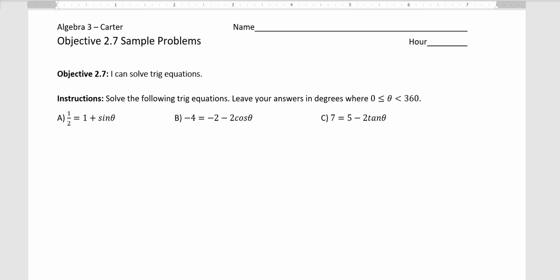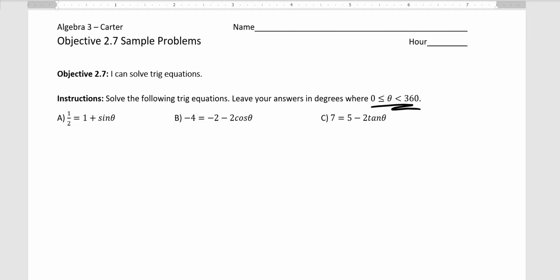Hello and welcome to our Objective 2.7 sample problems where we're going to get some more practice solving trig equations. For these first three equations, we are going to look where theta is between 0 and 360 degrees, so we're going to leave our answer in degrees. Let's start with letter A here.